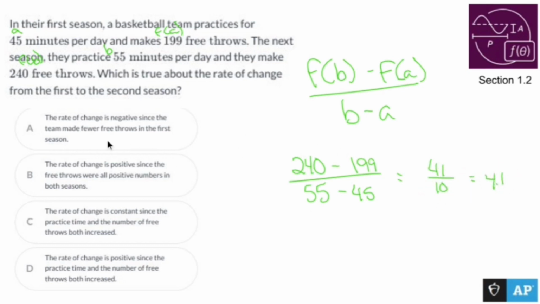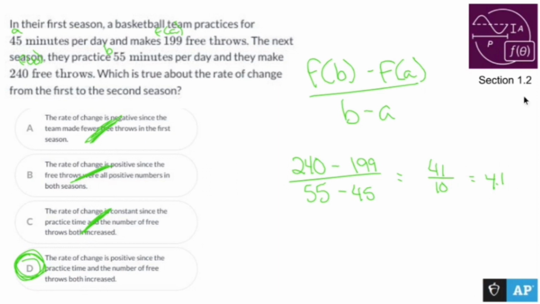So let's figure out what we're supposed to do. The rate of change is negative. No. The rate of change is positive since the free throws were all positive numbers in both seasons. Well, free throws are always going to be positive, so that's not why it's positive. You're not going to have negative free throws. It's ridiculous. The rate of change is constant since the practice time and the number of free throws both increased. That's not necessarily true. The rate of change is positive since the practice time and the number of free throws both increased. That's my guy. So even though some of these have some truths to them, they're not completely true like D is. And even though I didn't have to do that much, I did it anyway, and it was fun.